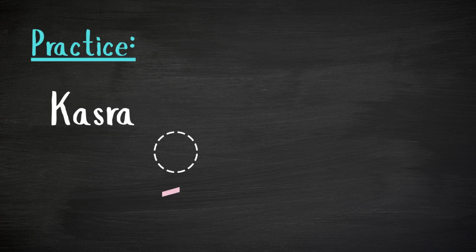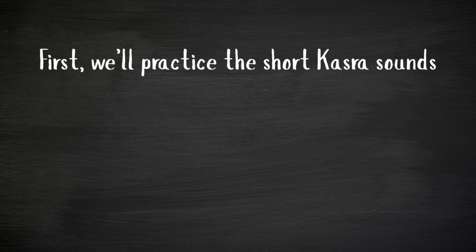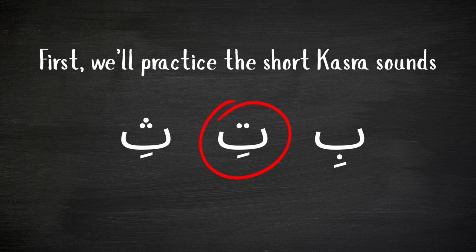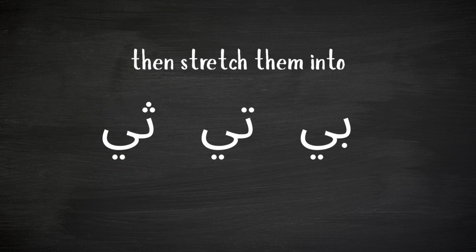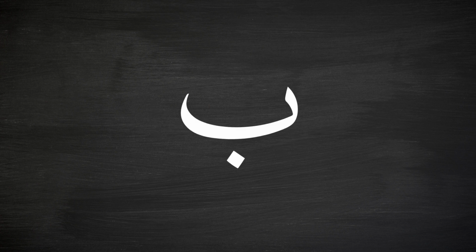Now it's time to practice Kasra with the long vowel Ya. We'll start by looking at 3 familiar letters and see how their sound changes when we add Ya. First, we'll practice the short Kasra sounds Bi, Ti, Thi. Then stretch them into Bee, Tee, Thee. Let's begin with the letter Ba.